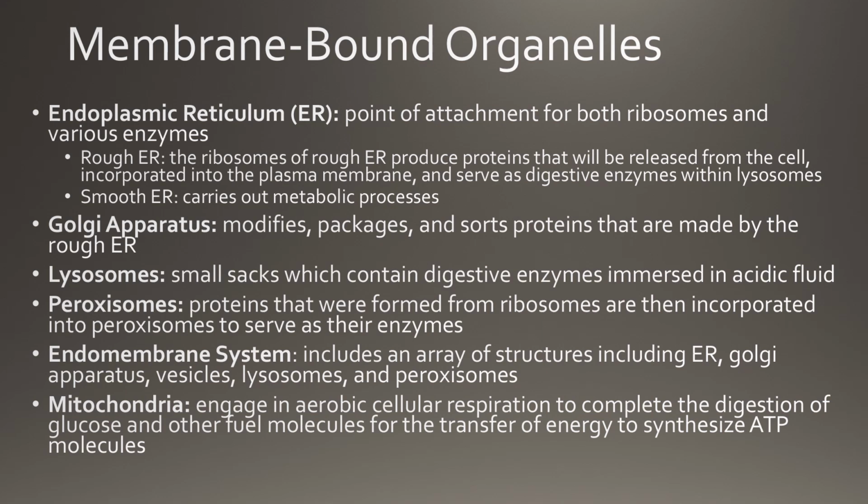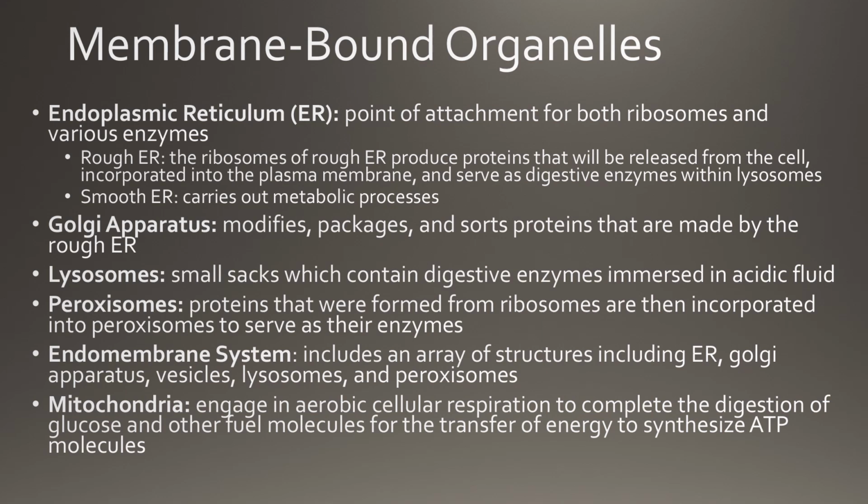Here we're going to talk about membrane-bound organelles. First, we have endoplasmic reticulum, or ER, which is an extensive network of interconnected membranes within the continuous lumen. There's rough endoplasmic reticulum, which has ribosomes attached and produces proteins for secretion, membrane incorporation, and lysosomal use. Smooth endoplasmic reticulum synthesizes lipids, metabolizes carbohydrates, and detoxifies drugs.